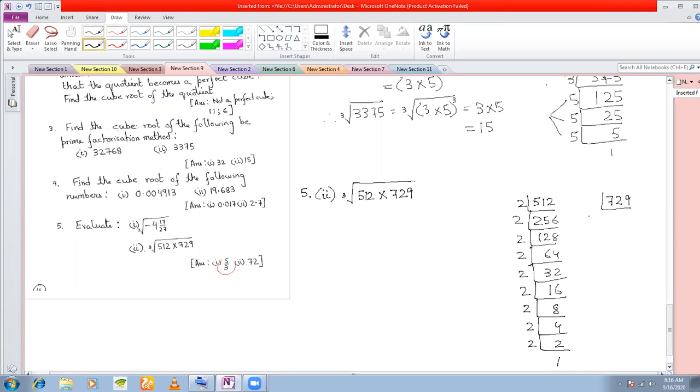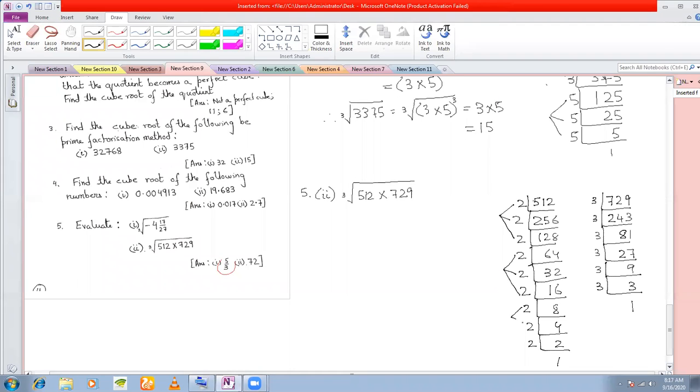729. This I think will go with 3. 3, 2, 3, 4, 3, 3, 8. Okay. So this is 243, 81, 27, 9, 3 and 1. If you see here, how many triplets are formed?